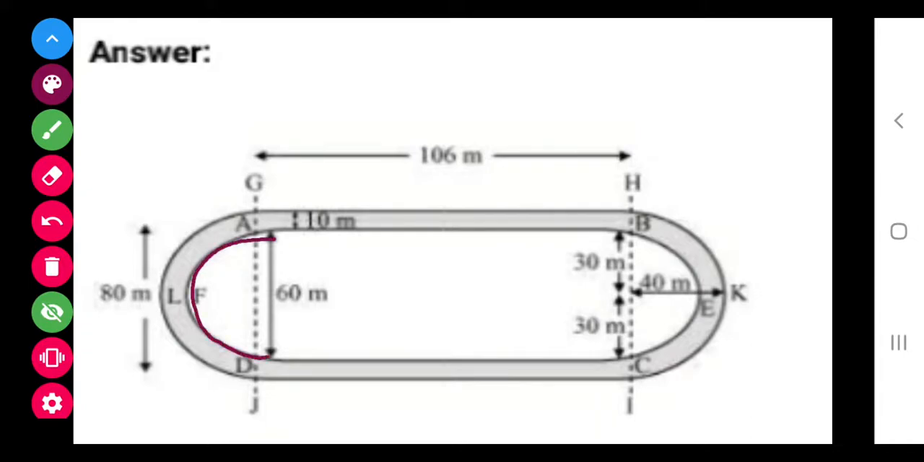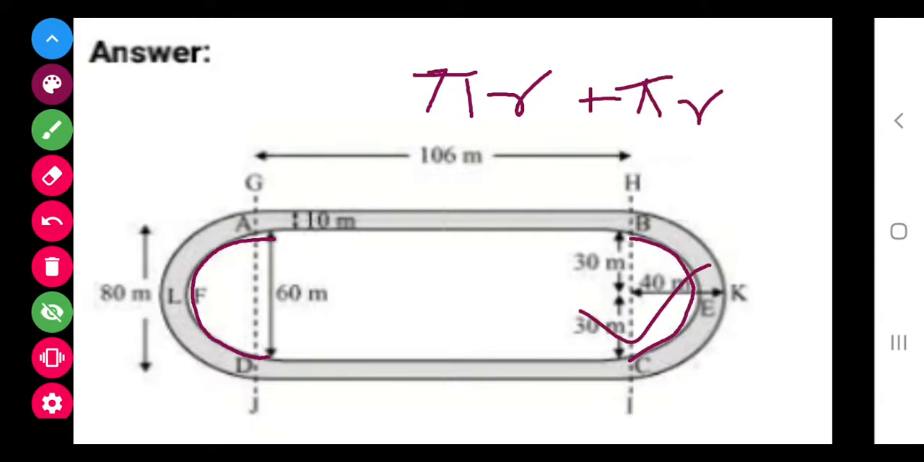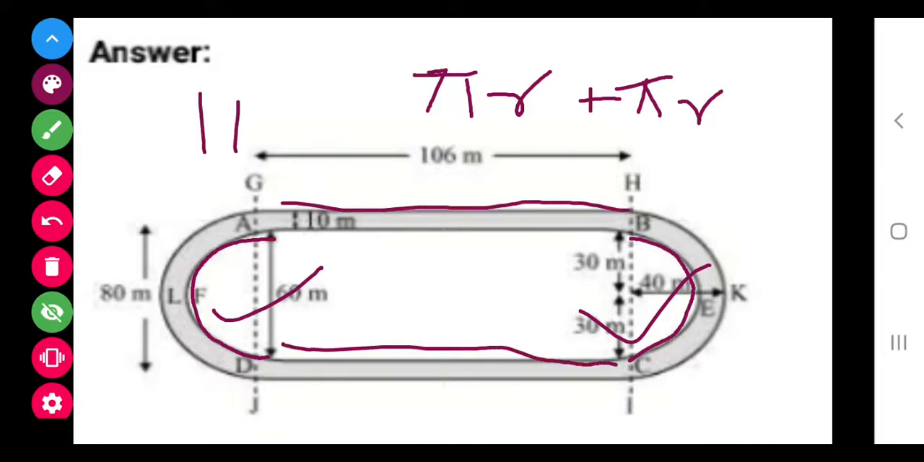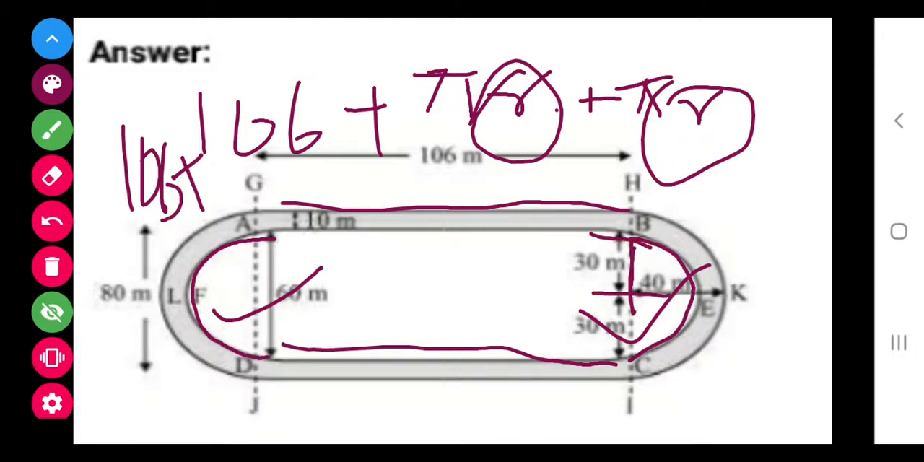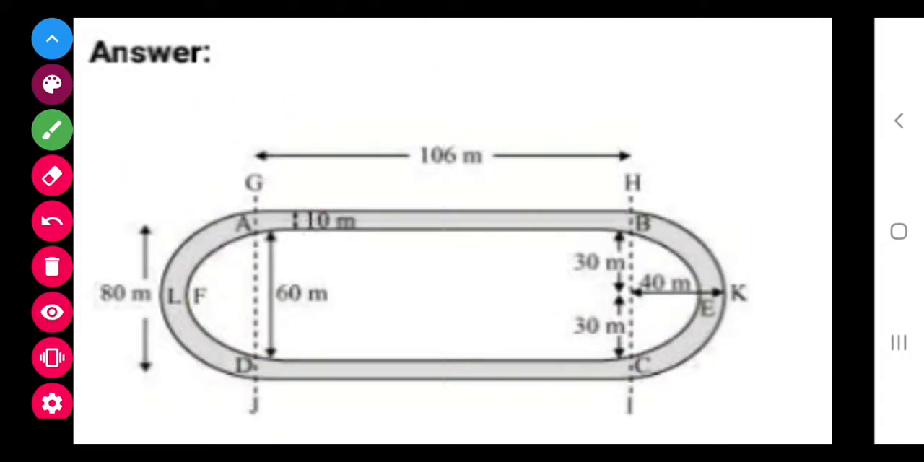So for the inner length, class, this is the semicircle. Perimeter of semicircle is pi r. So this pi r plus this pi r plus 106 and 106, on adding all this we will get the length. Radius we will take here for the inner one. If they had asked for the outer one, then it would be 40, but they have asked for the inner one, so it will be 30. You can see that this is 30, the radius of the inner one. So this we are going to apply.